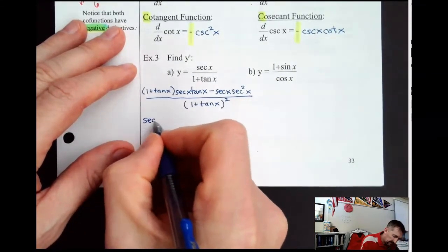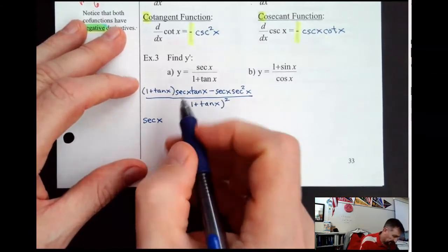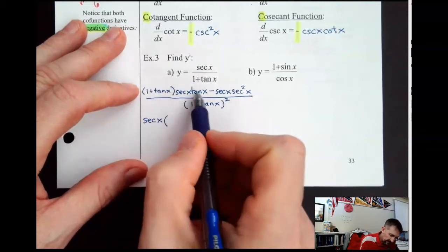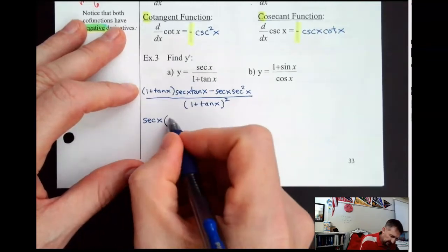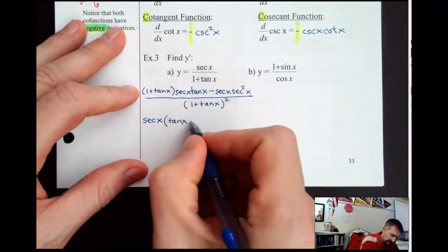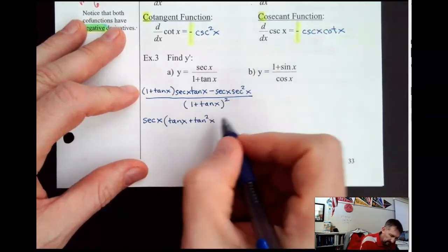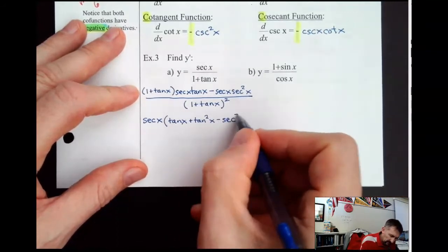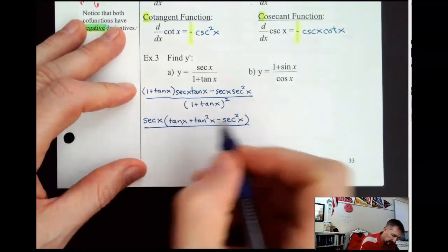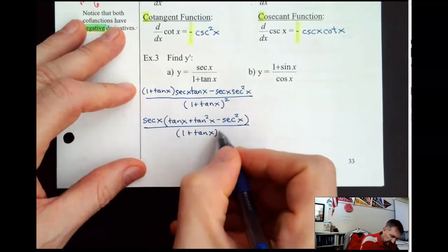Anyway, so now if we look up here, we can factor out a secant. So secant x. If we factor out that secant x, that came out. Now we distribute this tangent in here. That's going to be tangent x plus tangent squared x minus secant squared x. All right? And that's all over 1 plus tangent x squared.